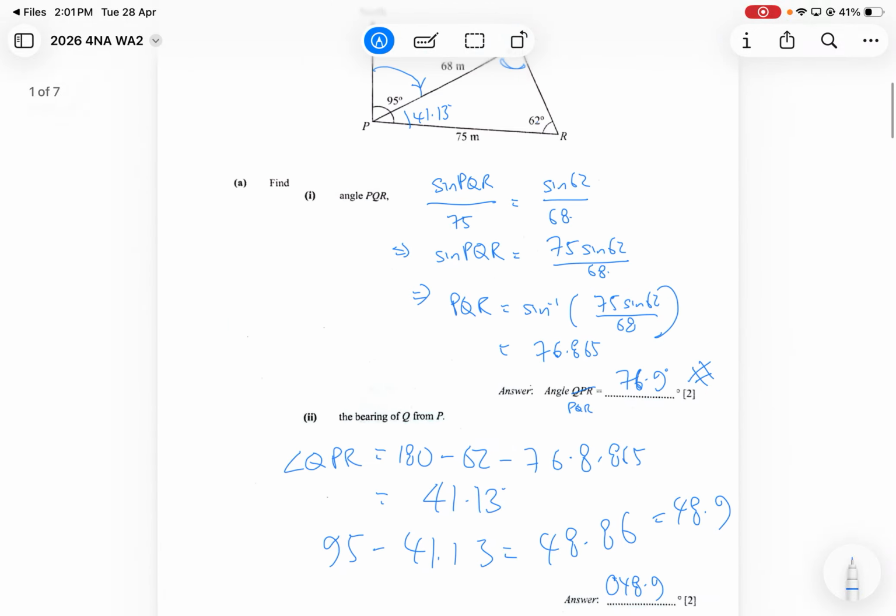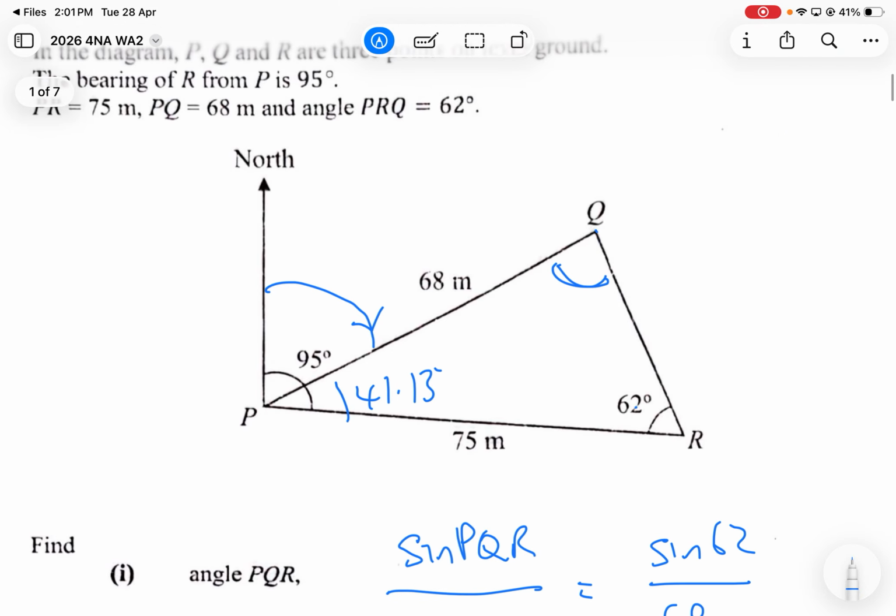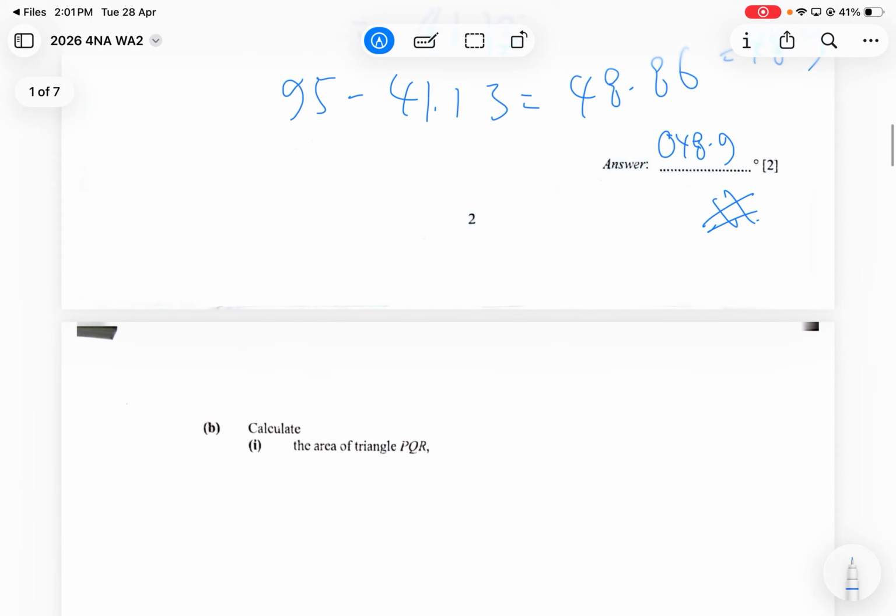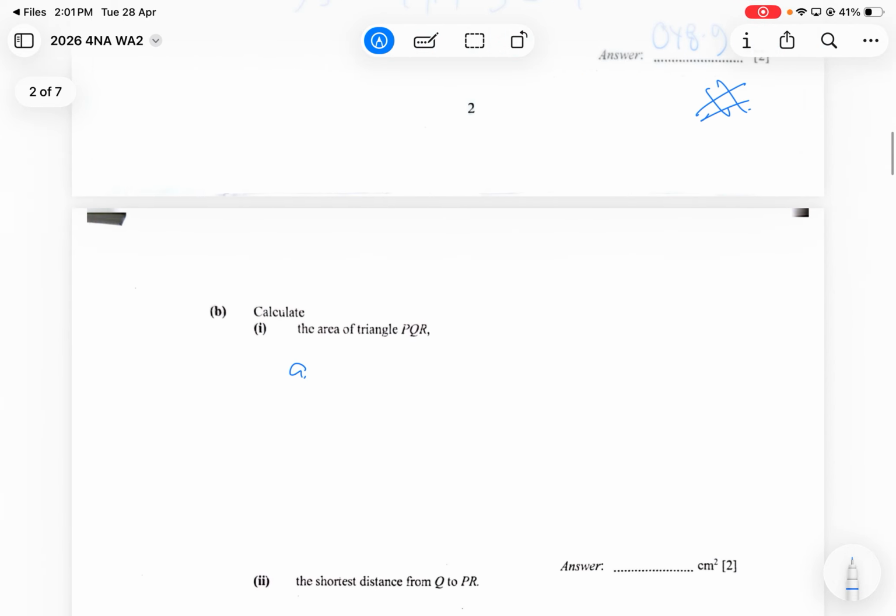Area of triangle PQR. Okay? Angle, area of triangle. I know this side. I know this side. So I want to use, I don't have length times breadth. I don't have base and height. So I must use half AB sine C. These two lengths, they sandwich 41.13. So my area equals to half AB sine C.